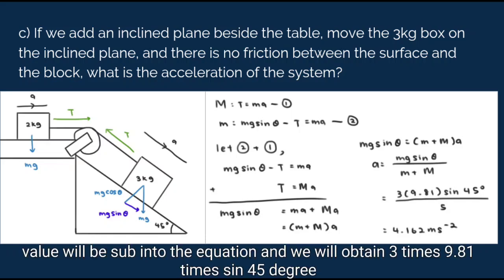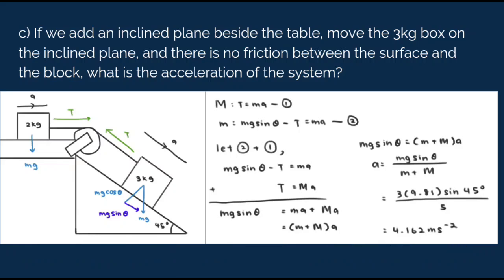The values will then be substituted into the equation, and we will obtain 3 times 9.81 times sine 45 degrees, divided by 2 plus 3. The final answer we will be getting is 4.162 meters per second squared.